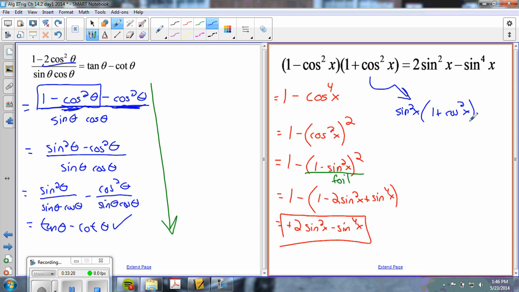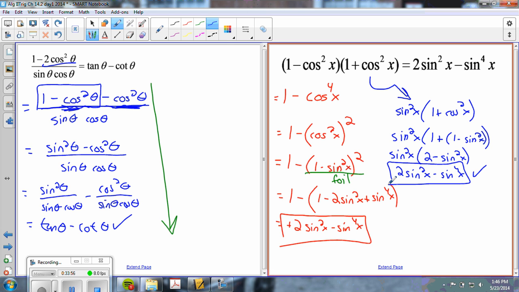Take your cosine squared x, and I want to get another sine out of there. So make it 1 plus 1 minus sine squared. Now I have sine squared x times 2 minus sine squared x, which is 2 sine squared x minus sine to the 4th of x, and that's what I wanted. That's the better way of doing it, but they both work.